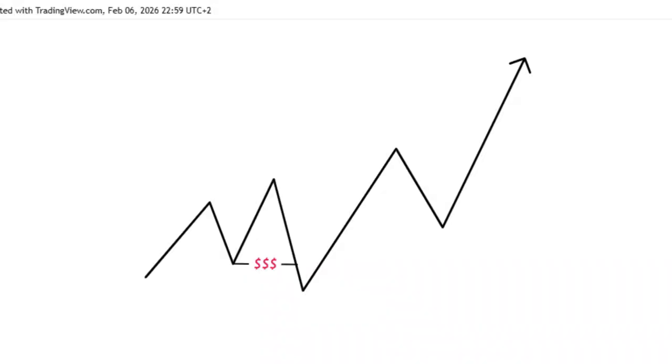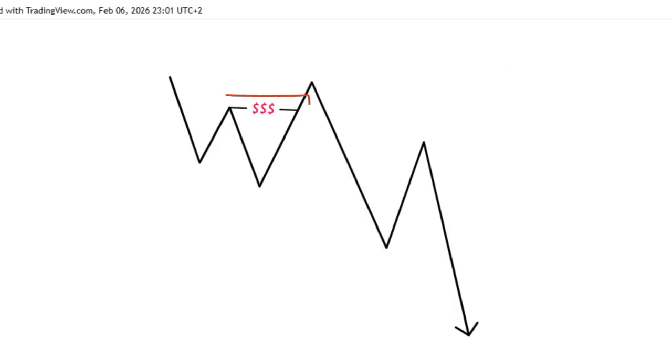Let's slow this down for a moment. Liquidity is simply a pool of orders waiting to be executed. Every buy order needs a sell order. Every sell order needs a buy order. That never changes. The difference is size.